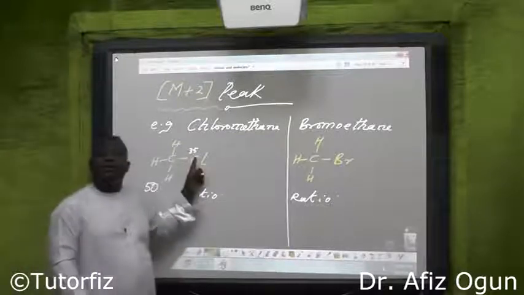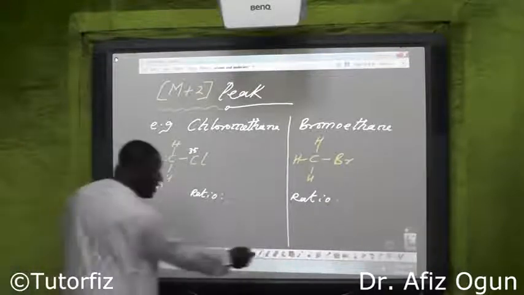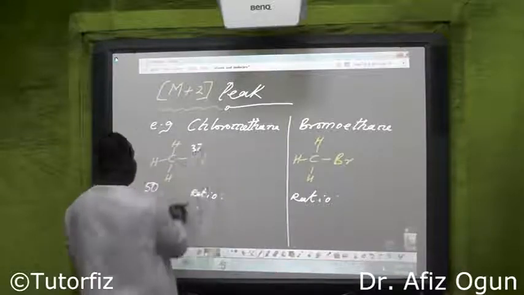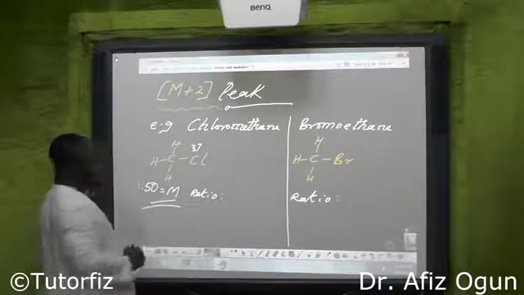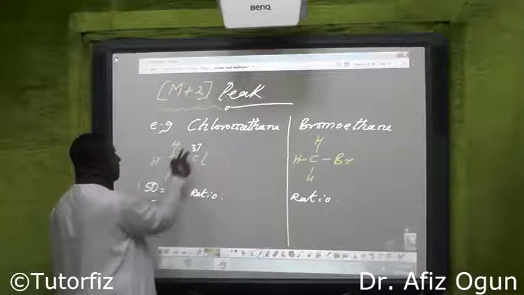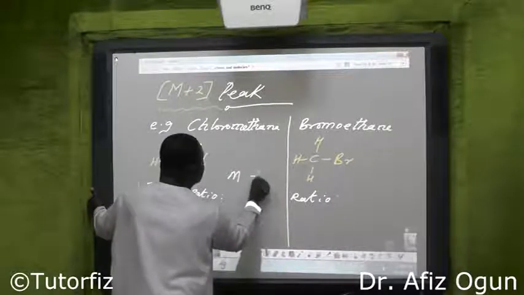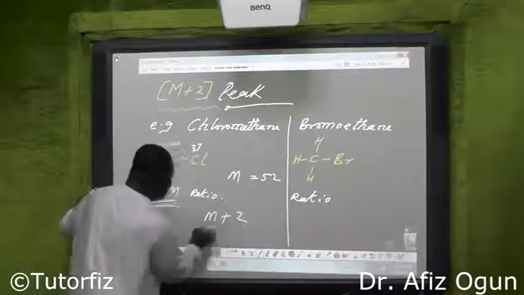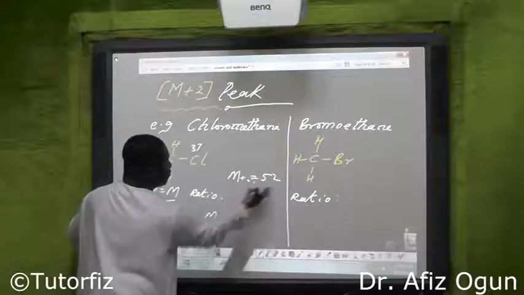But the chlorine may as well be 37. The chlorine may as well be isotope 37. This is our M, our molecular peak. But if it's 37, it will be 12, 13, 14, 15. 15 plus 37, 52. M here will be 52. That means what we have is M plus 2. This is our M plus 2 now. This is our M plus something. Plus what? Plus 2.